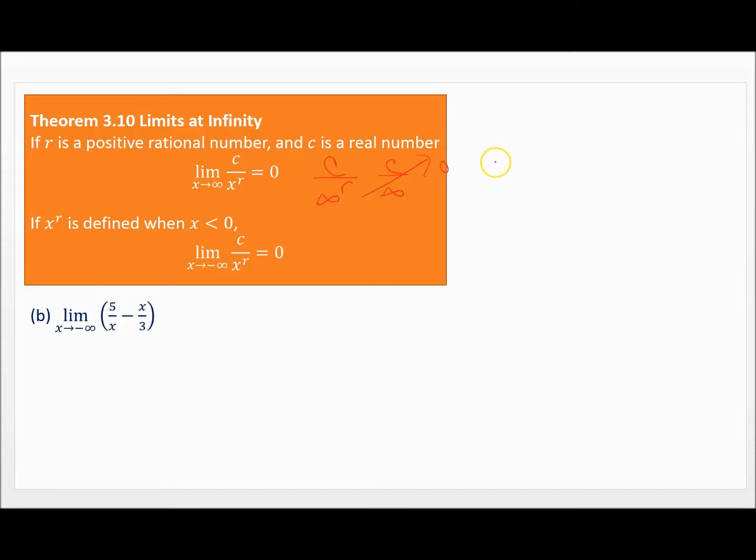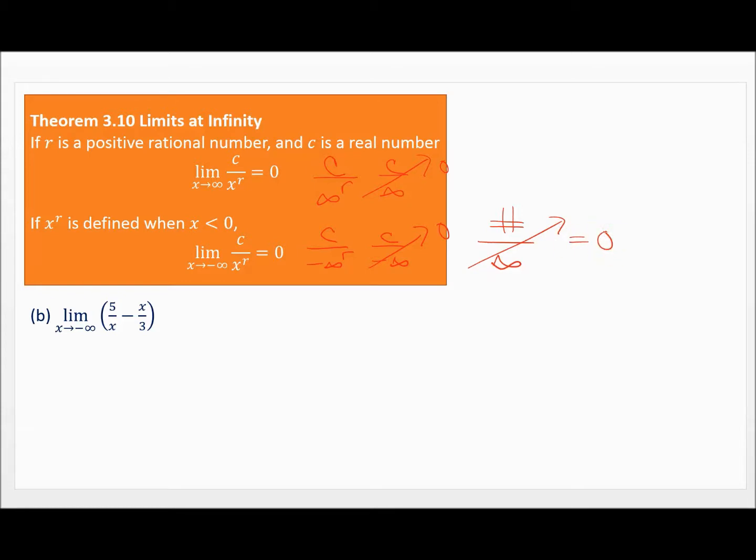That makes sense, right? You've got a number sitting on top that doesn't change, but this number on the bottom you imagine is larger and larger and larger and larger. That must go to 0. Same thing on the other side. If I take c over negative infinity and raise it to the r power, imagine keeping c fixed like 5 and making this denominator negative 10, negative 100, negative 1,000, negative 10,000. That goes to 0. So anytime you have a number over infinity, and this we have discussed before, that goes to 0.